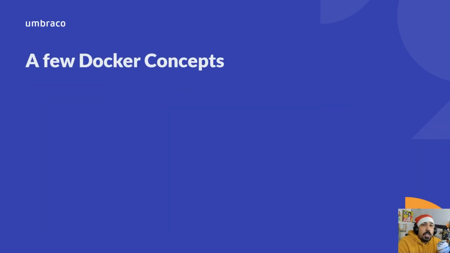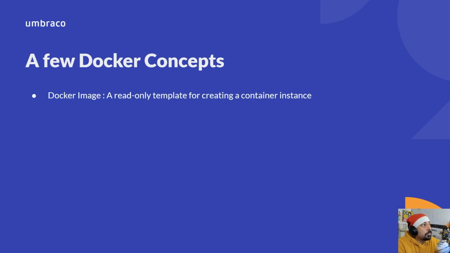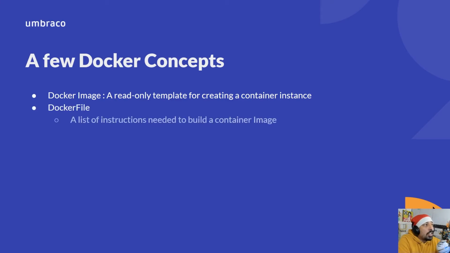There's a few Docker concepts that are useful for the audience over here at this point. A Docker image, which is effectively a read-only template for creating a container instance. It is the definition of what goes into your container. A Dockerfile is effectively a set of instructions that are needed to build that container image.